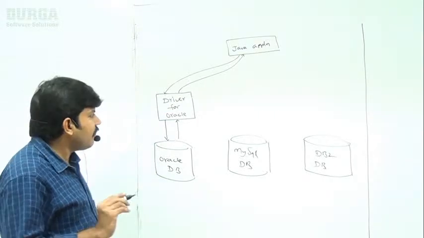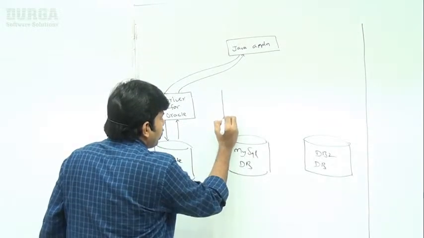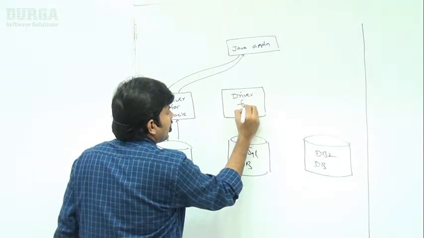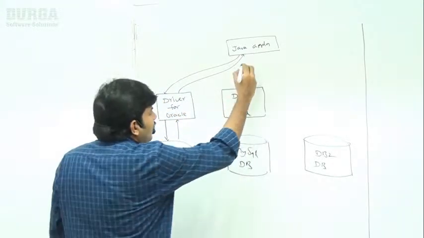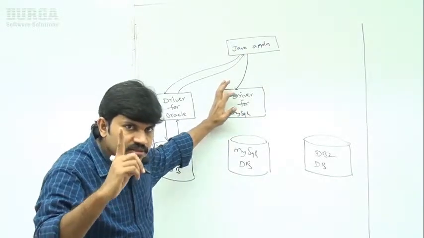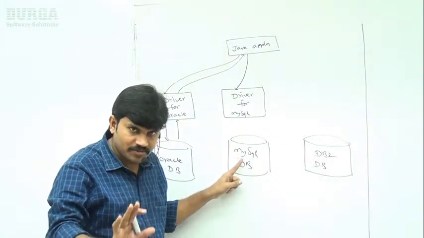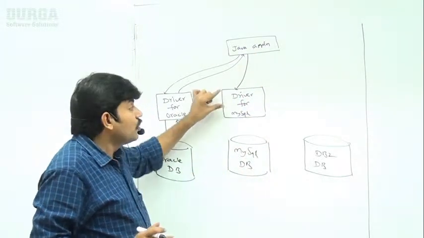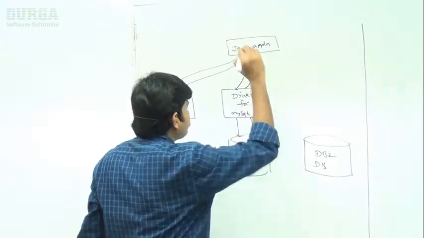Clear, right? Okay. In the same way, I want to communicate with a MySQL database. To communicate with a MySQL database, what do I have to do, sir? Here, I need a driver for MySQL. The Java application communicates with this driver software. This driver software converts Java calls into MySQL database specific calls, and MySQL database specific calls into Java specific calls. Who is going to take care of this? This driver. Remember this one.